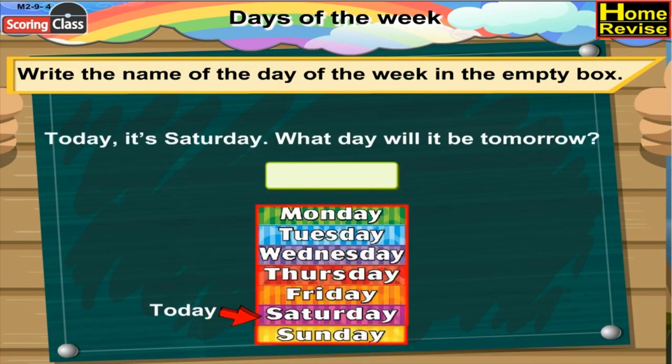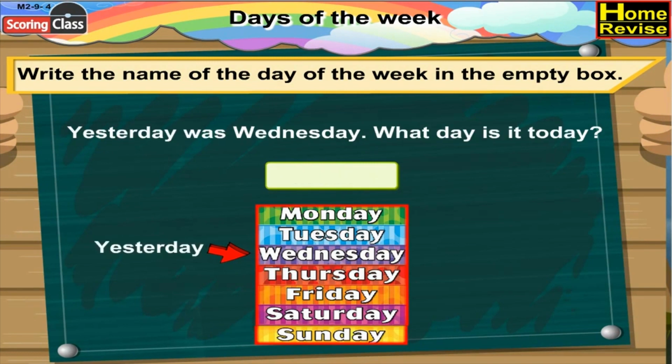Today, it's Saturday. What day will be tomorrow? You're right. After Saturday comes Sunday. So we'll write Sunday in the box. Yesterday was Wednesday. What day is today? Well, after Wednesday, Thursday comes. So write Thursday in the box.